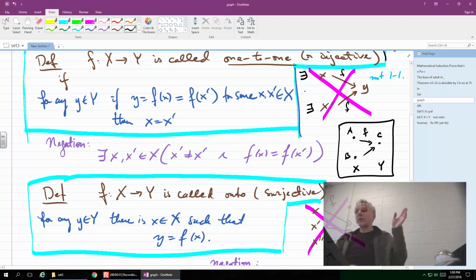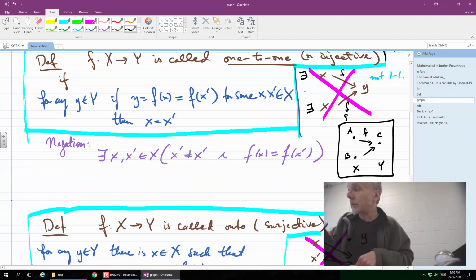We visualize it with arrows, but really you can actually write it out. Say f of, if I want to write it out completely, what would I do? I would just write: X is equal to {A, B}, two elements.